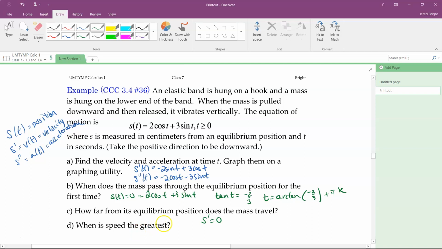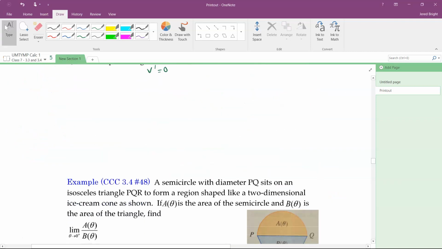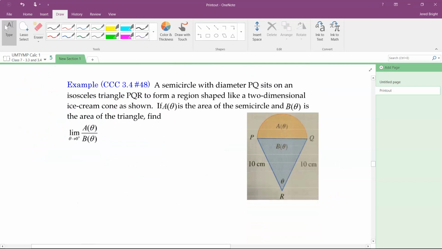And then when is speed the greatest? Again, you're looking for the maximums of v, so you look at v prime, and if you set that equal to 0, you can find those times. You might have to confirm graphically. I'm not going to do that just for time purposes here, but we have the general idea. Next, very interesting example. I'll give you a moment to pause the video and read it.